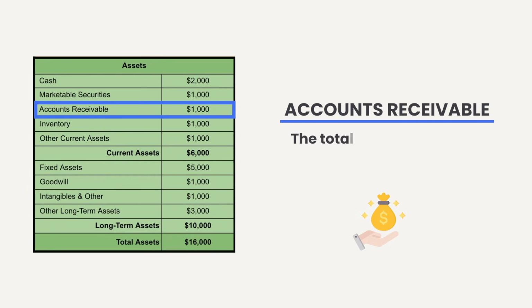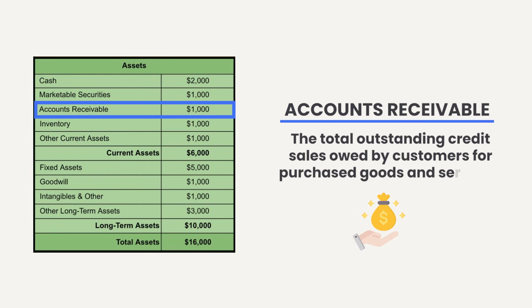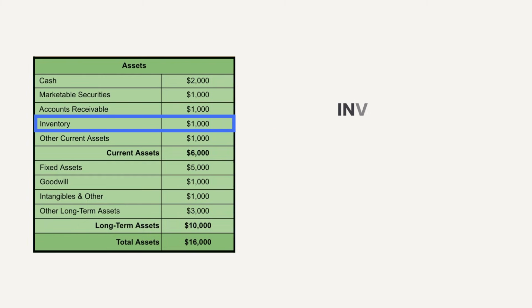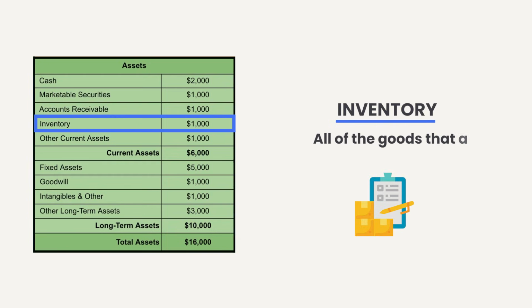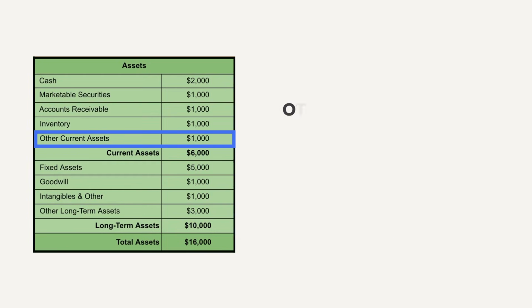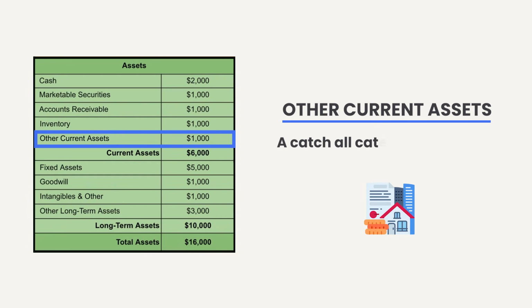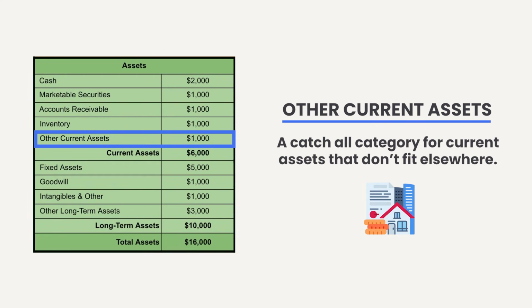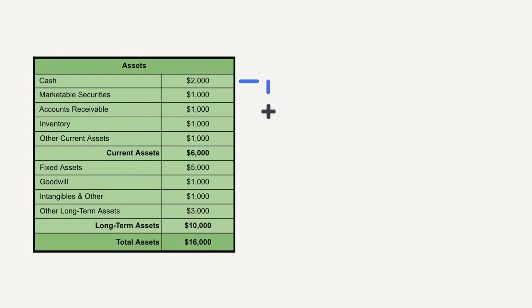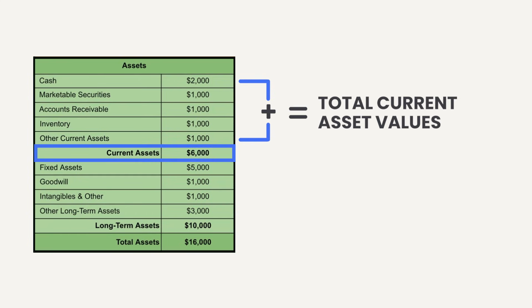The next item you'll see is accounts receivable. This is the total amount of outstanding credit sales that customers owe to the company for goods and services they have purchased but haven't yet paid for. Below that comes inventory, which are all of the goods that a company has available for sale. And then the final current asset is called other current assets, which is a catch-all category for current assets that don't fit elsewhere. When added together, all of those numbers equal the company's total current asset values.